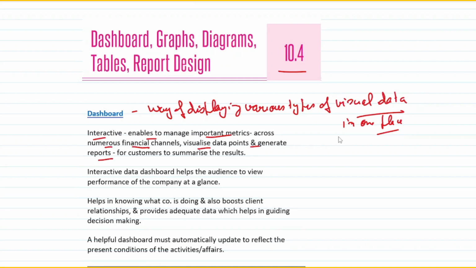So what basically it can do, if it is interactive, it means that you should have access to numerous financial channels. You should be able to visualize all the data points, and you should be able to generate the reports. Fine. For whom? For the customers to summarize the results, right? So this is how a good dashboard should be. First of all, it should be interactive. It should be able to manage important metrics across numerous financial channels, visual data points, and it should be able to generate reports. For whom? For customers to summarize the results, right?